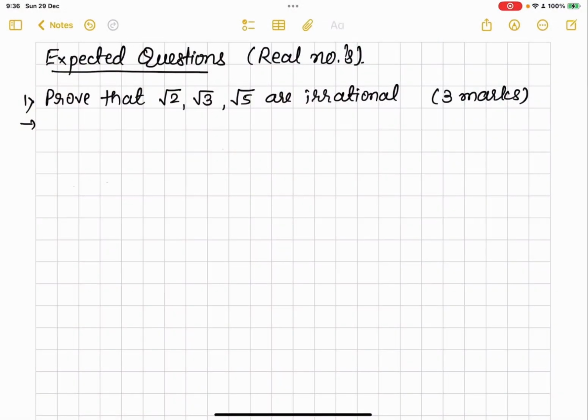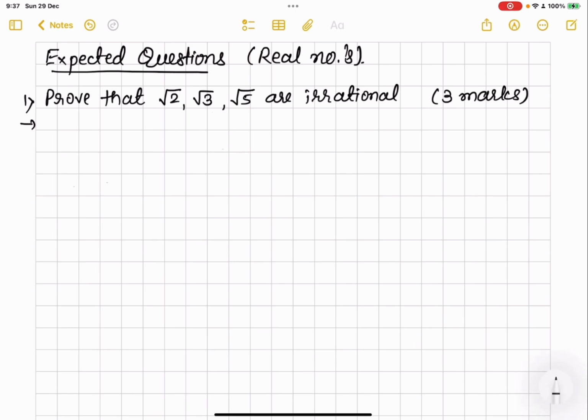Now I am starting with a new topic, that is expected questions for the board exam and pre-board paper. So first I am doing for the real numbers chapter. The first question says prove that root 2, root 3 and root 5 are irrational. This will be a 3-mark question if asked. I am doing it for root 2; the same way you have to do it for root 3 and root 5. Instead of 2, you have to put 3 and 5.